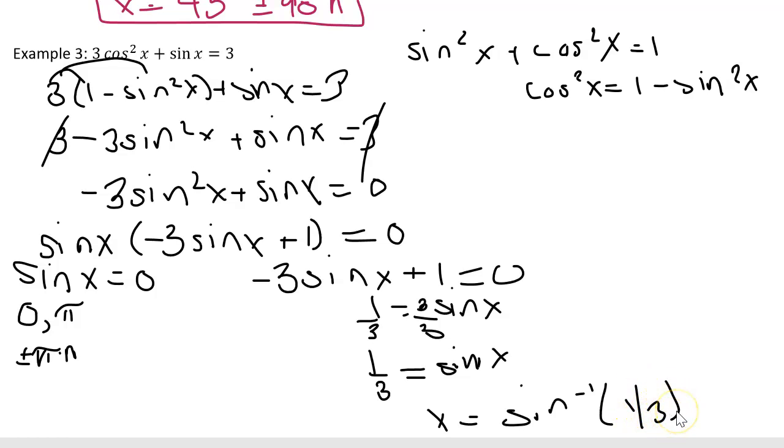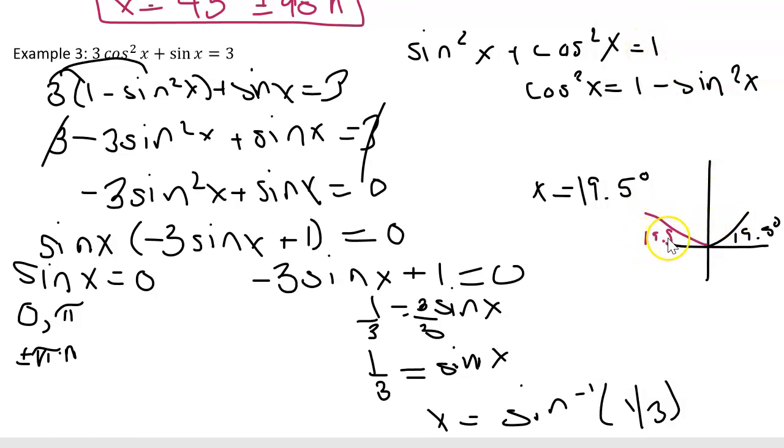Inverse sine of 1/3, and I get the answer. That's about 19.5 degrees. Now be careful here, because that's in quadrant 1. But there's going to be an equivalent angle in quadrant 2 that has the same reference of 19.5 degrees. And so if we take 180 minus 19.5, we'll get our other answer in quadrant 2. And so we find that the missing angle is 160.5 degrees.